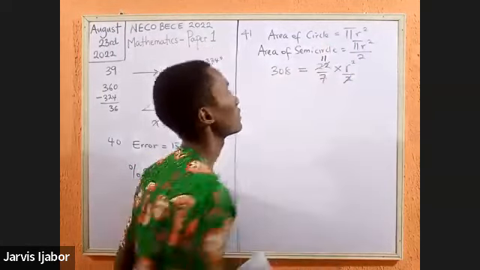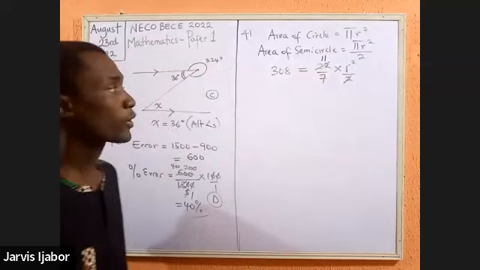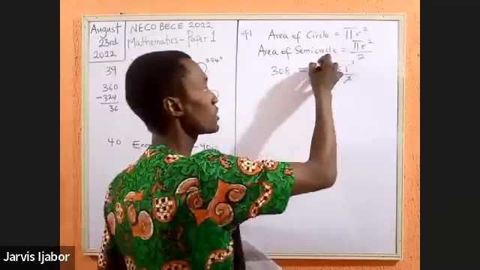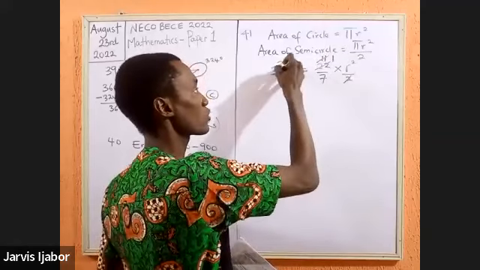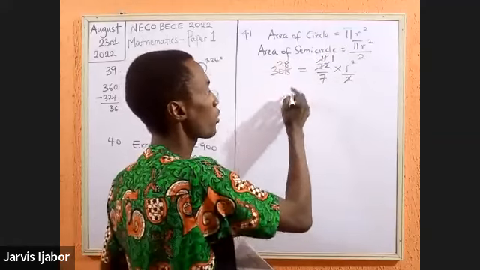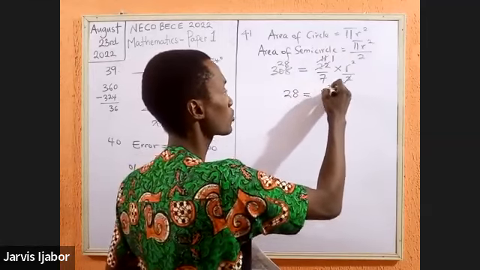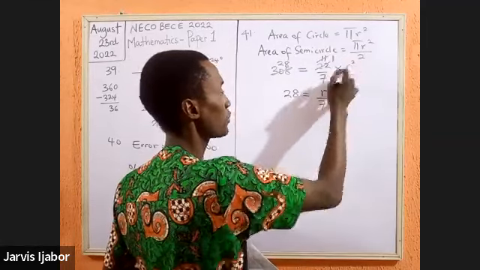11. Now, you need to be conversant with numbers. 11 can divide this. If 11 goes here, I'll get 1. If 11 goes here, I'm going to get 28. So I won't be in a hurry. I'll try to write it out neatly. 28 will be equal to what? R squared over 7. R squared over 7.